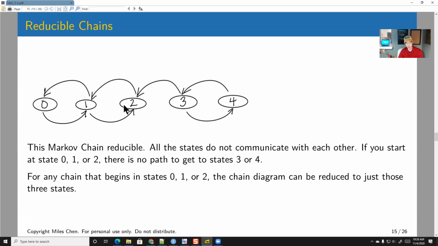It's just going to have these 3 states in it, right? So you can reduce your diagram there. All right, is that all right for reducible chains?